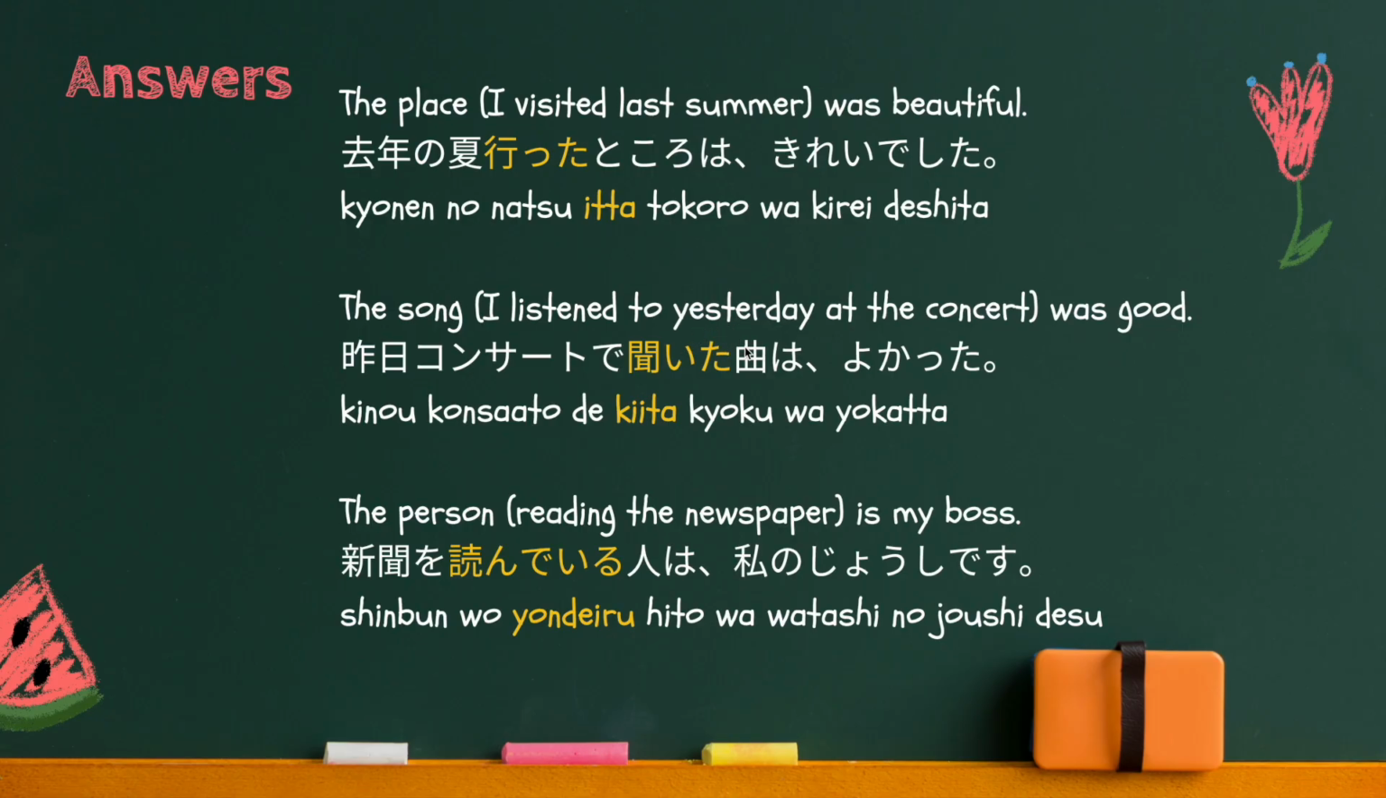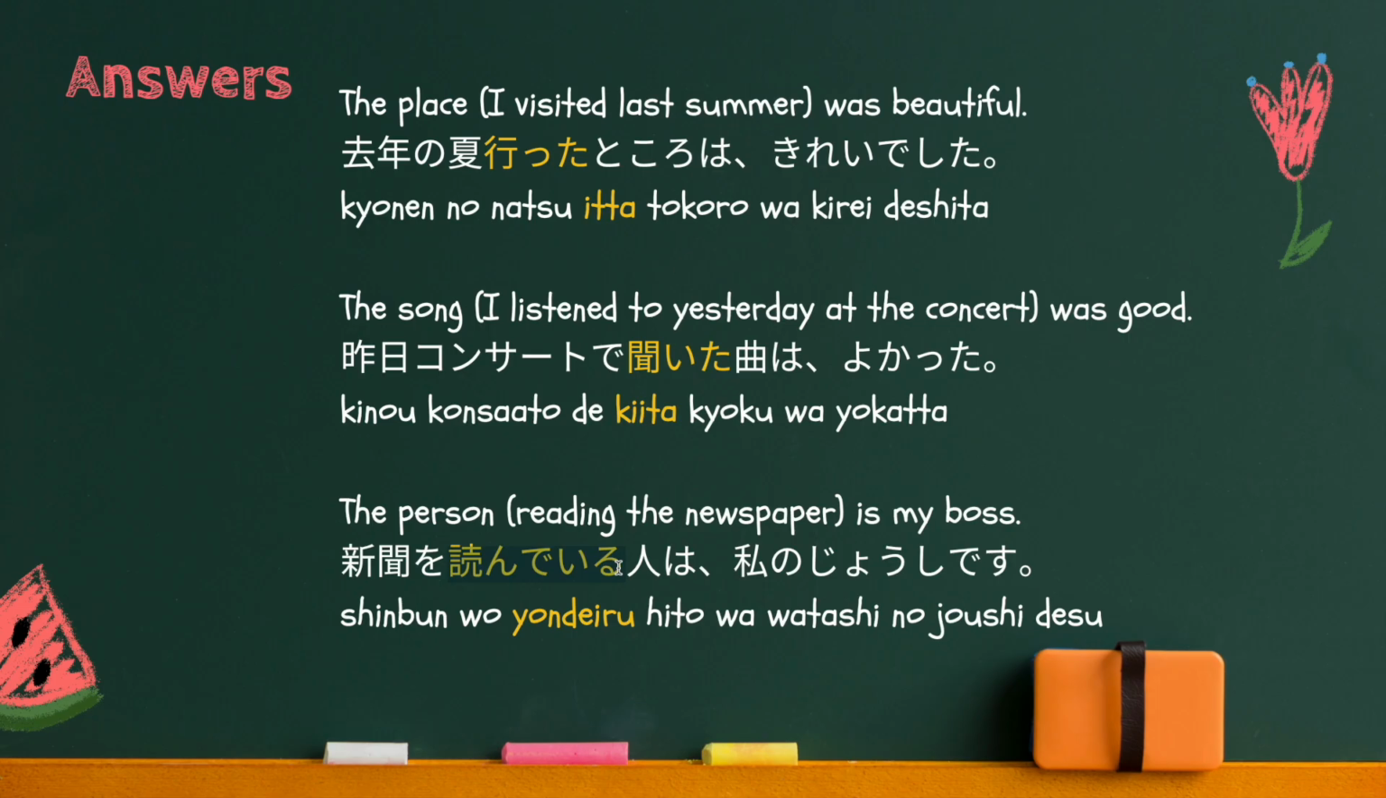No particles. Last one. The person reading the newspaper is my boss. 新聞を読んでいる人は私の上司です。So again, this part comes right in front of the noun, the person. 新聞を読んでいる人, the noun, and there's nothing between those two. 読んでいる has to be in the plain form. You cannot say 読んでいます人, that doesn't work.